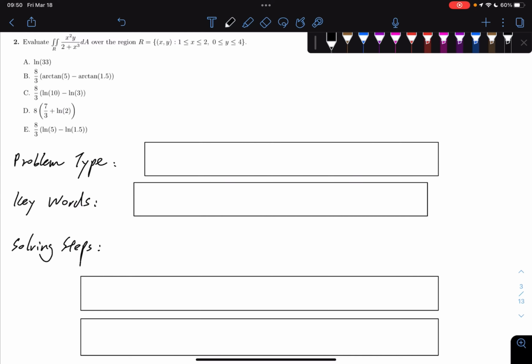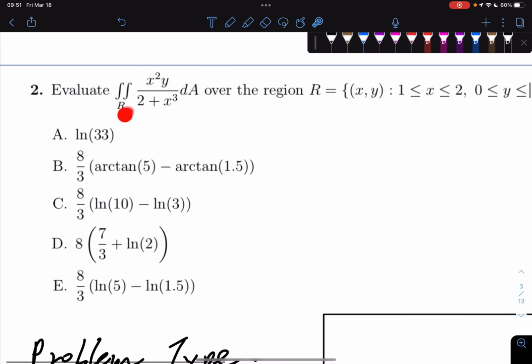All right, let's look at the second question. Evaluate this integral over region R. Again, let's start by identifying the type of problem with keywords. What I see is obviously a double integral problem. The double integral and the dA give it away.